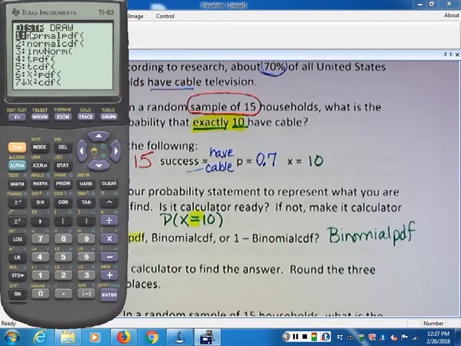So this is the distributions menu. This is the probability distributions menu. Binom is the short notation for binomial. So we're going to scroll down until we get to the option that says binom PDF. Okay? So we're going to go down and choose that one and press enter.